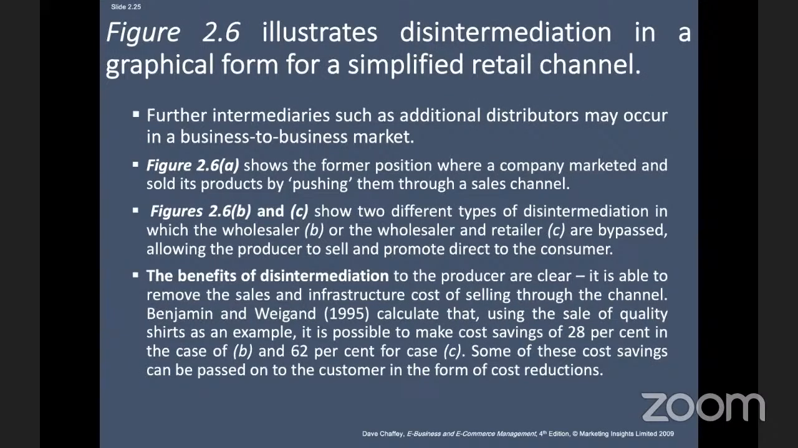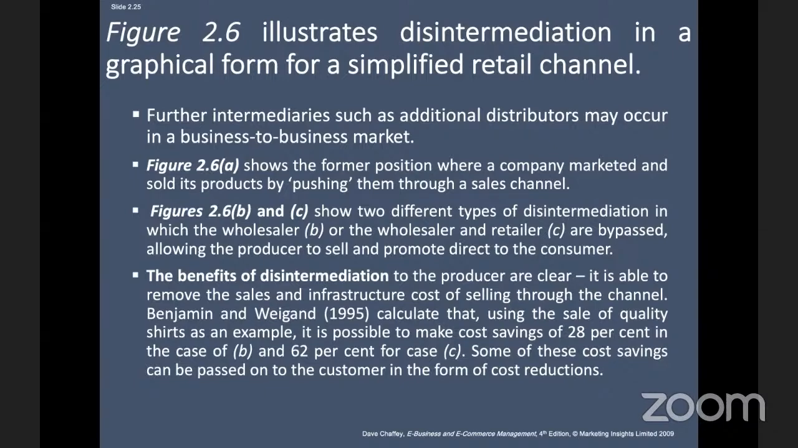Okay, here figure 2.6 illustrates this intermediation in a graphical form for a simplified retail channel. Further intermediaries such as additional distributors may occur in a business-to-business market. Figure 2.6a shows the former position where a company marketed and sold its products by pushing them through a sales channel. Figure 2.6b and c shows two different types of disintermediation in which the wholesaler B or the wholesaler and retailer C are bypassed, allowing the producer to sell and promote direct to the consumer.